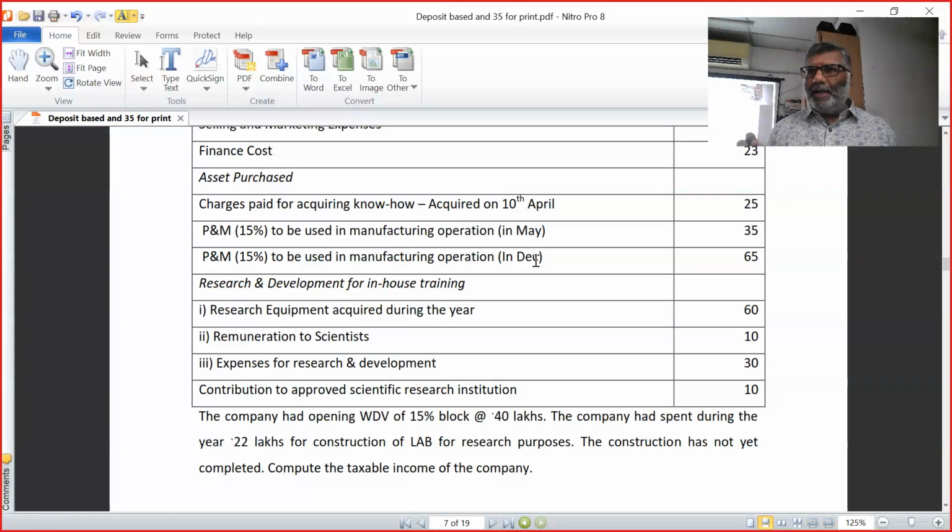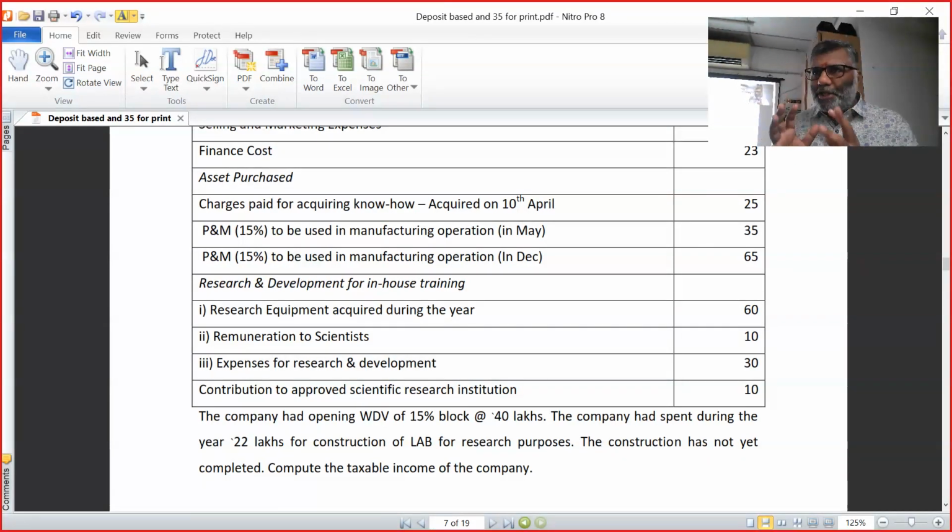First, I will take up a small note and then explain it. This is with regard to construction of the lab. The lab is yet to be completed. Nowhere have we said it should be put to use in scientific research. As and when the expenses are incurred, you can claim. It is not like depreciation under section 32. This is scientific research; nowhere have we said that it should be put to use. So remember that part of it.